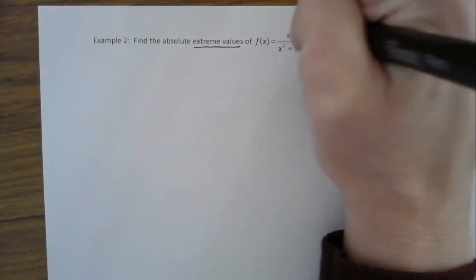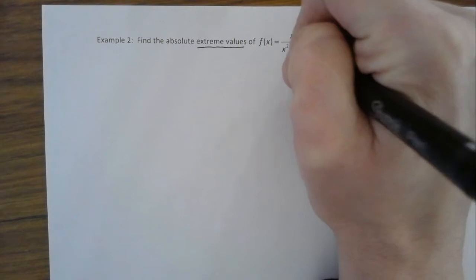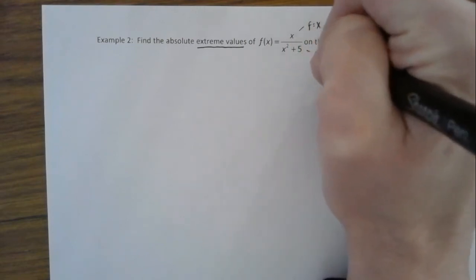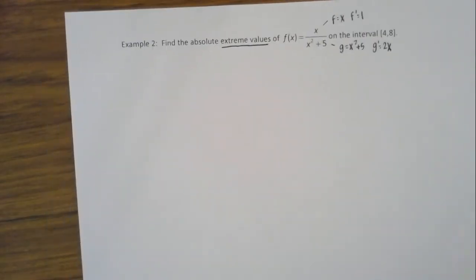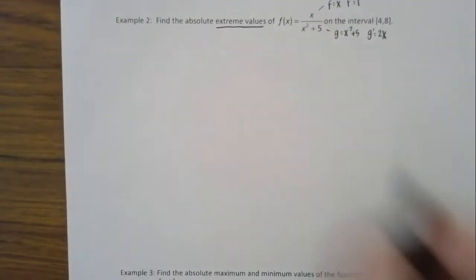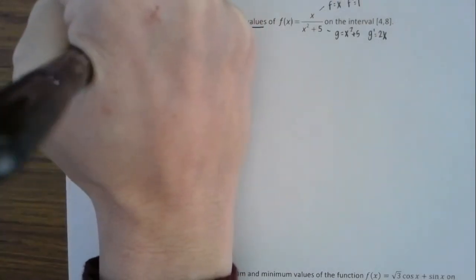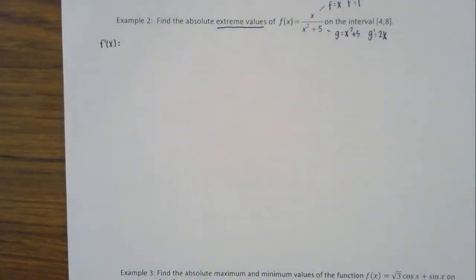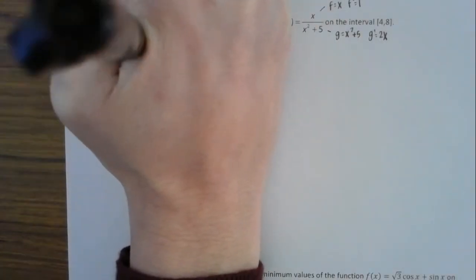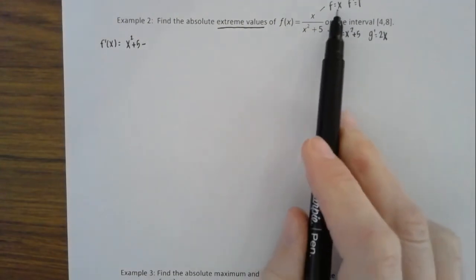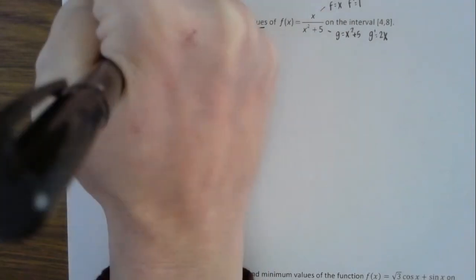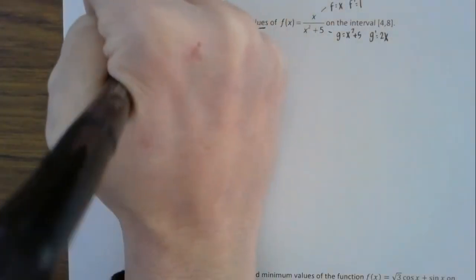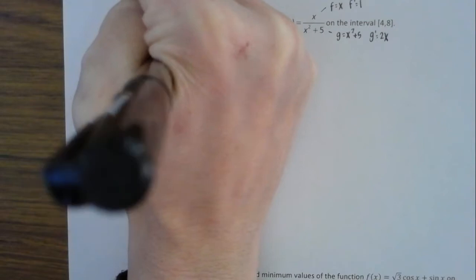So I'm going to call my f of x, f prime 1. G is going to be x squared plus 5. And it looks like g prime is going to be 2x. So I'm going to go ahead and set up my quotient rule here. I'm looking for my critical numbers first. So f prime times g is just going to be x squared plus 5, minus f times g prime, which is x times 2x, all over g squared, so x squared plus 5 squared.